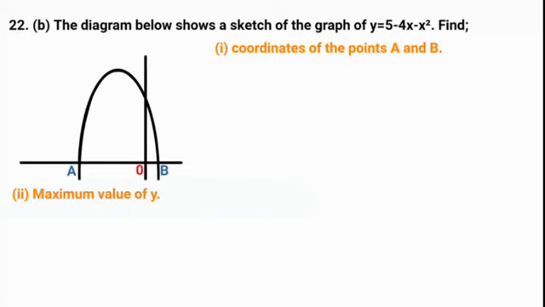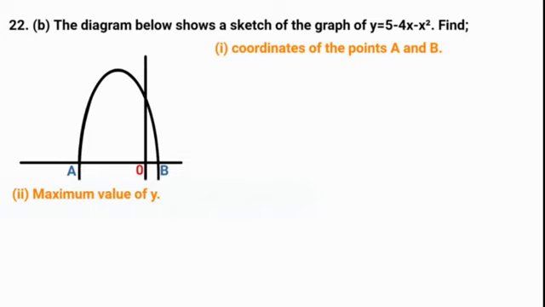Question 22b was as follows. The diagram below shows a sketch of the graph of y is equal to 5 minus 4x minus x squared. The questions are: 1, find the coordinates of the points A and B. 2, find the maximum value of y. So we are going to start with question 1, which is to find the coordinates of the points A and B.